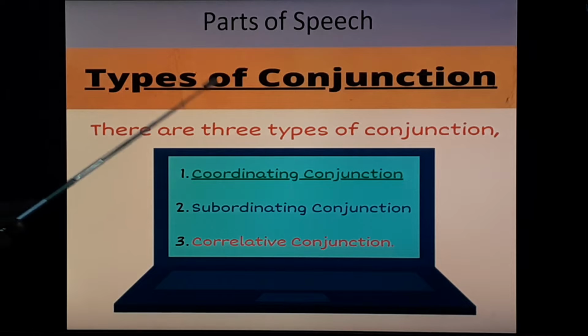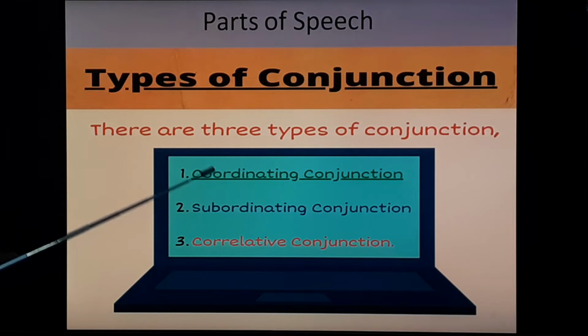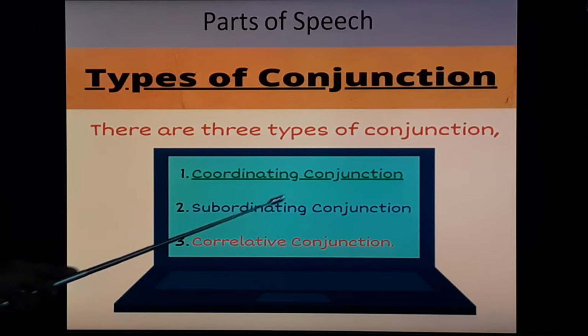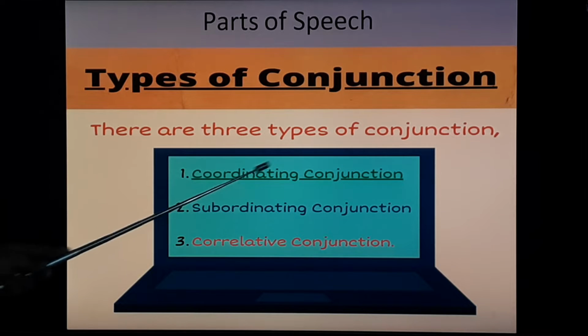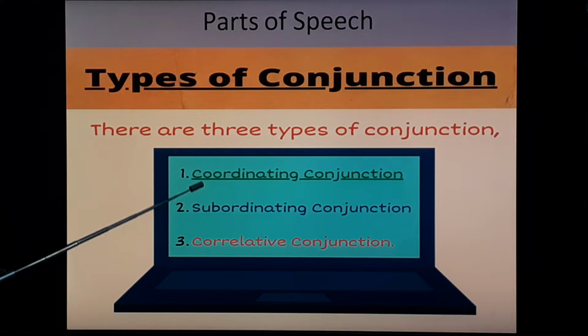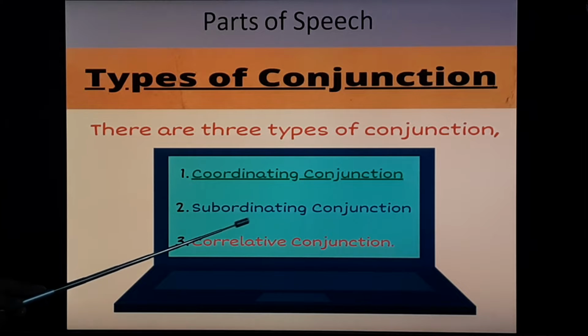Let's see the types of conjunction. There are a total of 3 types. First type, coordinating conjunction. Second, subordinating conjunction. And third, correlative conjunction. We have already completed coordinating conjunctions by completing FANBOYS. Now today we are going to see the second type, that is subordinating conjunction.